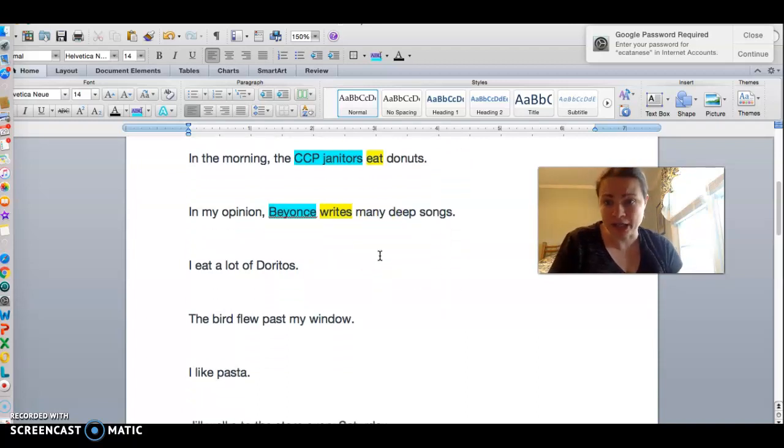All right, a few more. I eat a lot of Doritos. This is a true statement from my life. I really enjoy Doritos. I eat a lot of Doritos. So the verb here is going to be eat. Okay. Now, is the subject Doritos or I? Question everyone wants to know. So are the Doritos eating me or eating anything? No. Who's doing the eating? I'm doing the eating. So I is going to be the subject.